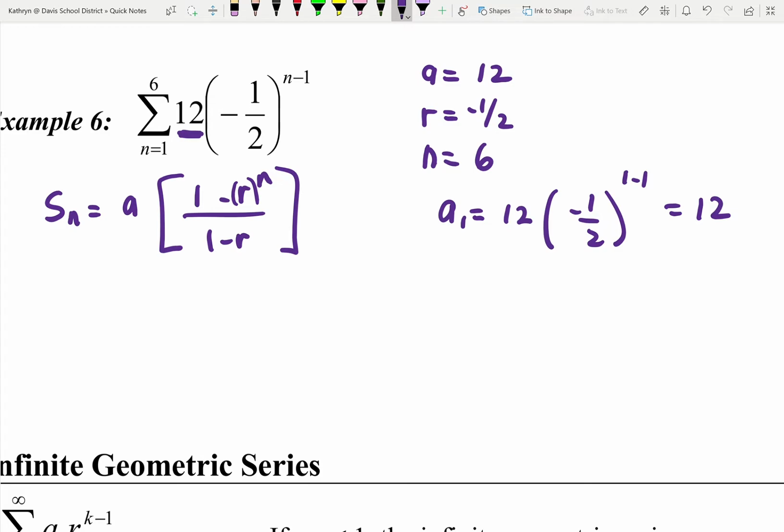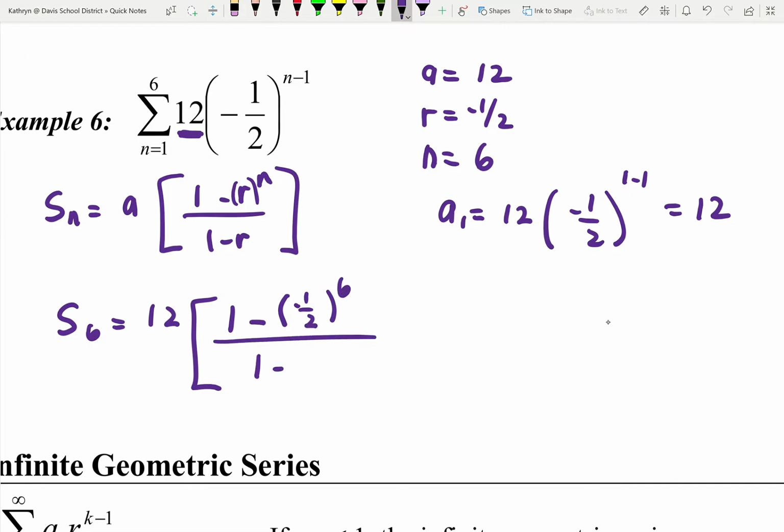Now let's plug it in. The sum of the first 6 terms is 12, bracket, 1 minus, do I have to put parentheses around the ratio on this one, everybody? I do. So it's a -1/2 raised to the 6th all over 1 minus, and again parentheses, -1/2. So there's my setup. When I put this in my calculator, I have to add parentheses around the top and the bottom. Let's put this in. You put it in by yourself, okay?